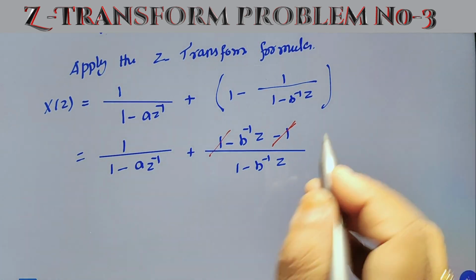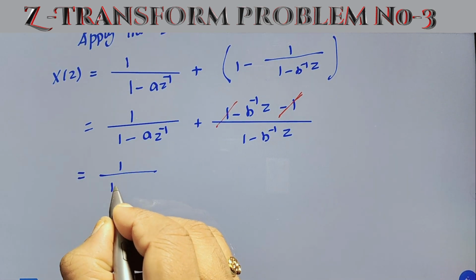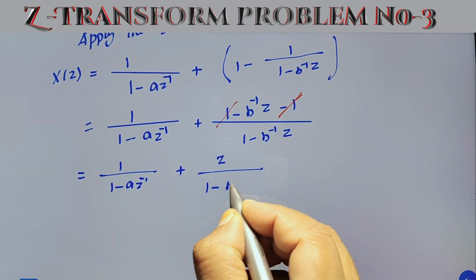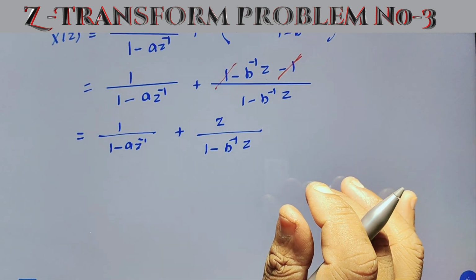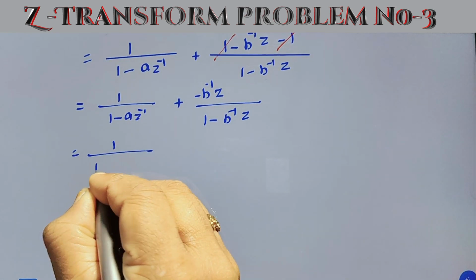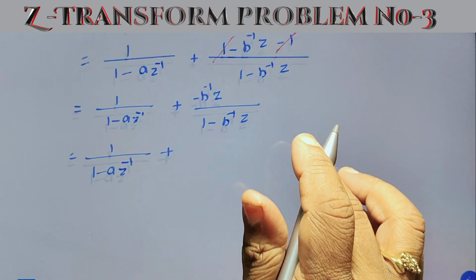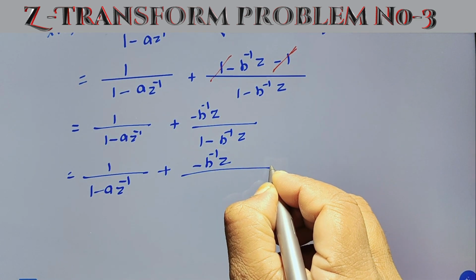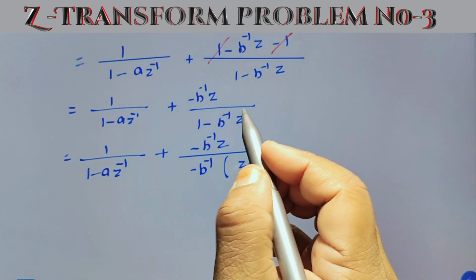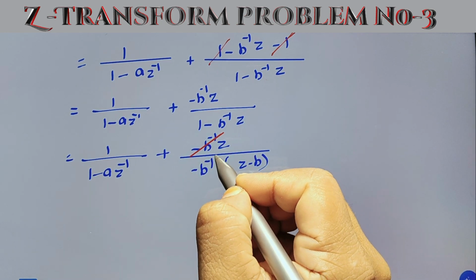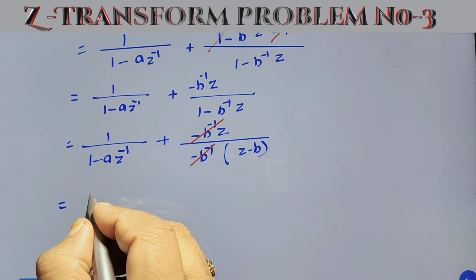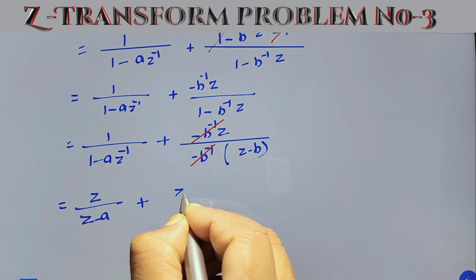Both get cancelled. The remaining terms: 1 by 1 minus a into z inverse plus z by 1 minus b inverse into z, right? Next, here b inverse minus b inverse into z. For the second term, a into z inverse plus, for the denominator take minus b inverse outside, so z minus b. For the next step, this b inverse minus b inverse and the denominator minus b inverse get cancelled. The remaining terms are z by z minus a plus z by z minus b.